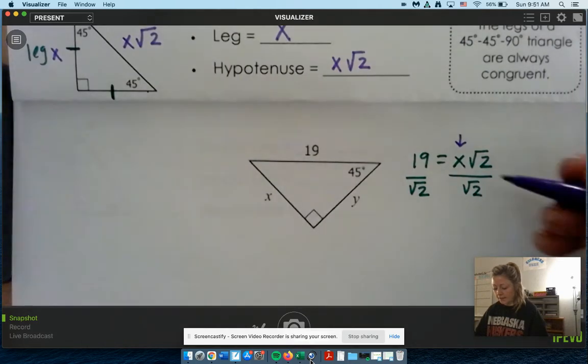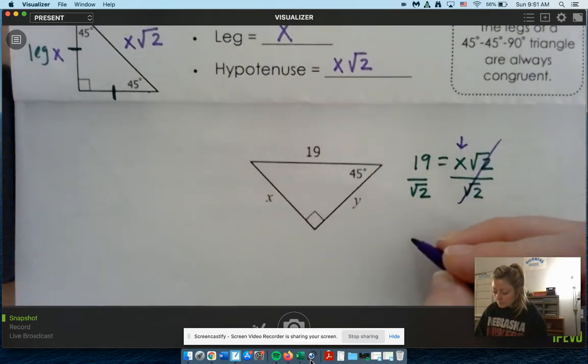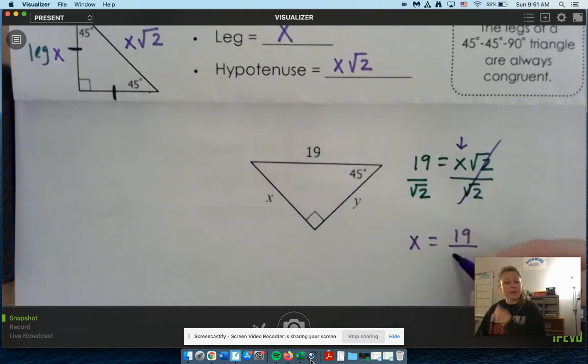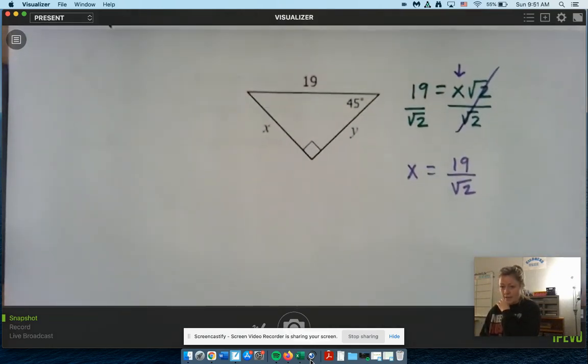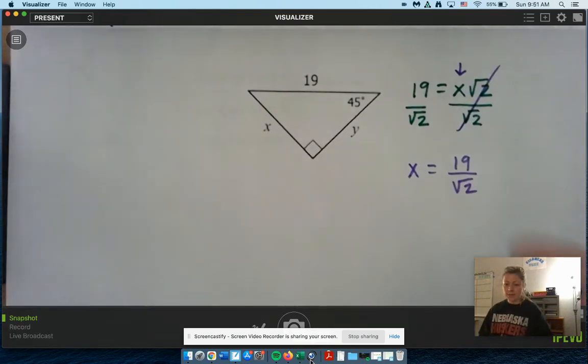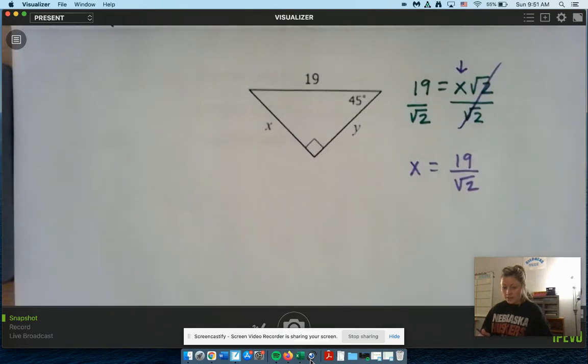So now it's nice. These root 2 say, see you later. They're gone. So now I'm just left with our x, which is what we wanted. But now there's a little problem. So right now this is where we're at. 19 over root 2. We have some weird rules in math where you can't have a radical in the denominator. So that's this symbol right here, that square root, that's called a radical. And you may have gone over this in Algebra 1 and you may not have. Again, last year was a weird year.